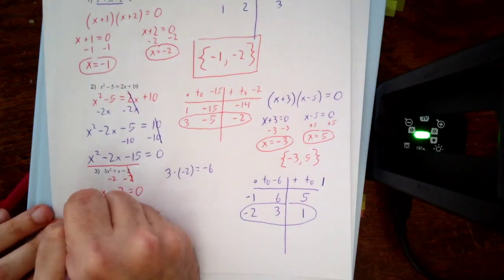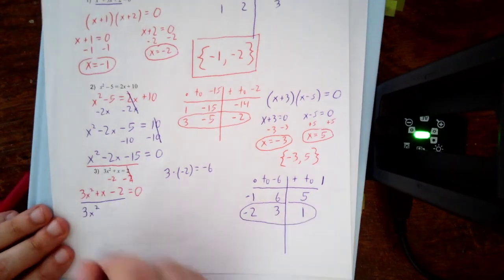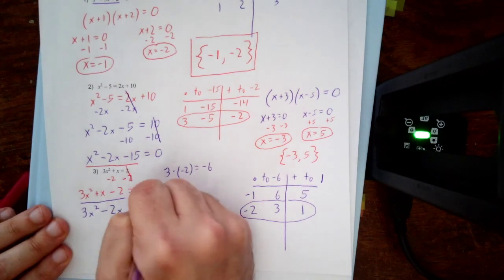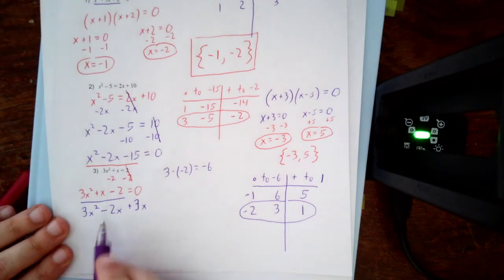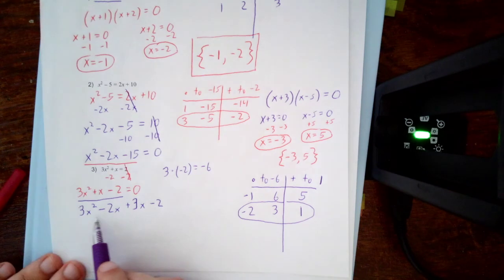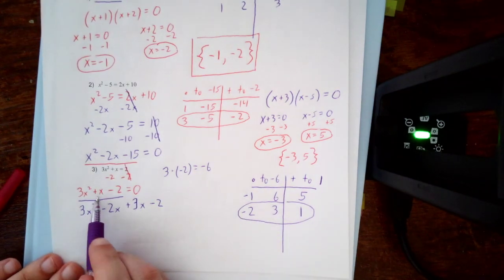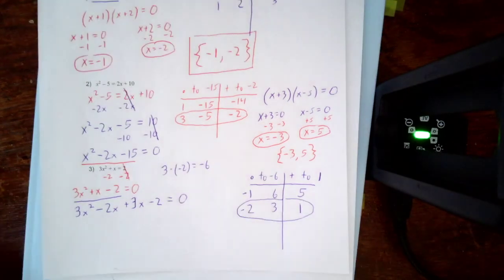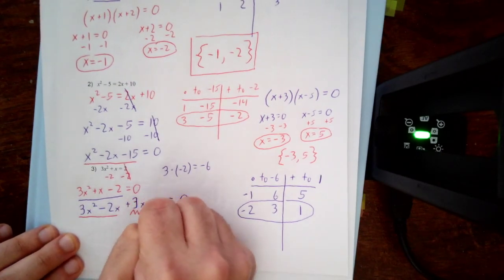I need to write 3x squared minus 2x plus 3x minus 2, right? I need to write the groups. 3x squared minus 2x plus 3x. I use these two to split the x, and minus 2. And that should equal 0. Now, first group, second group.